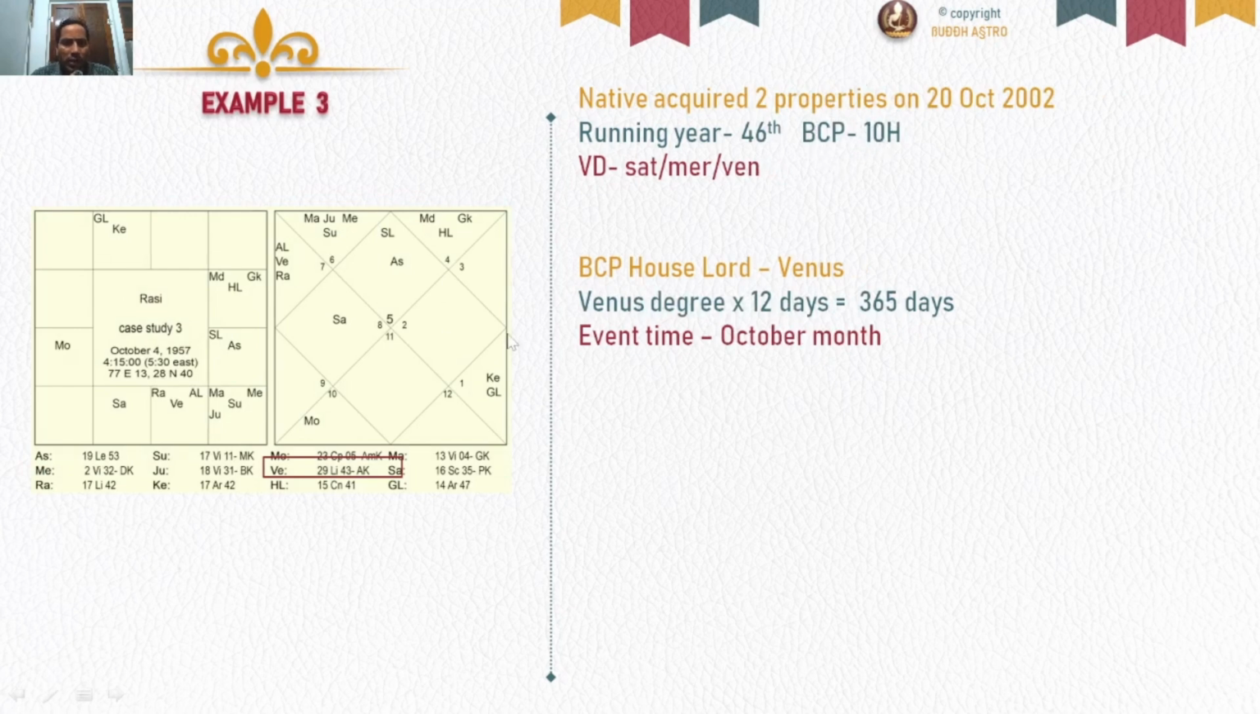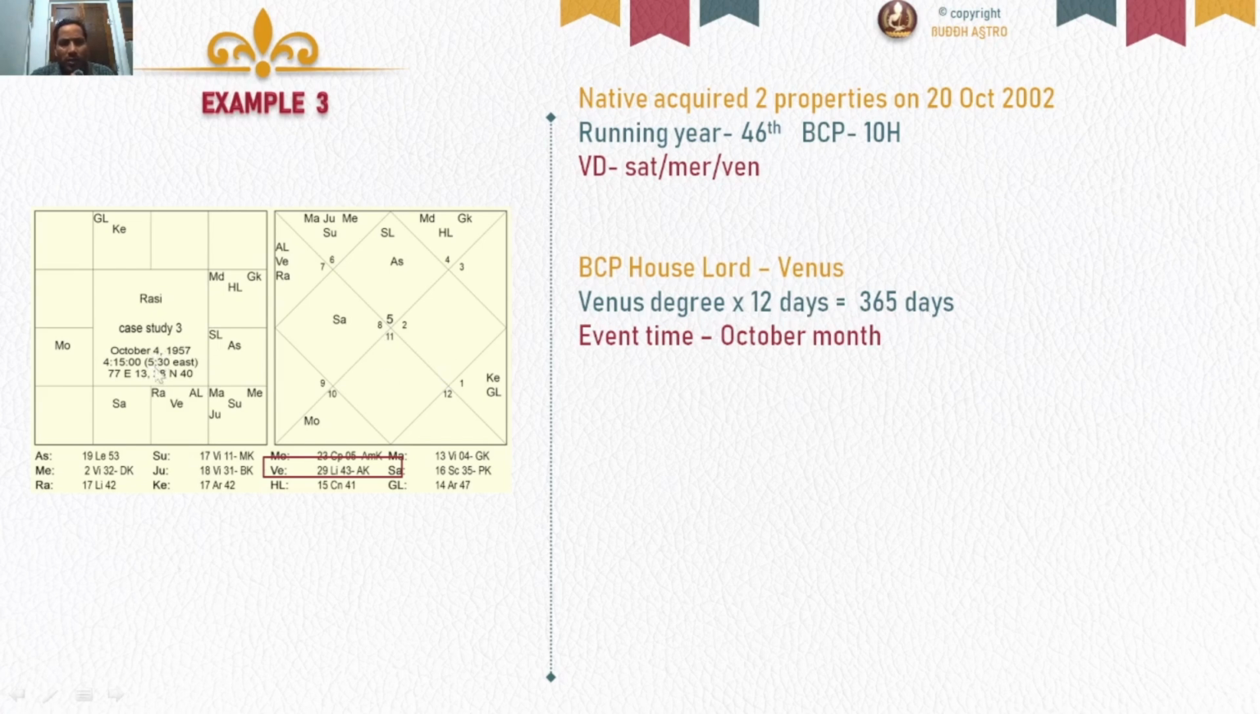BCP house was the 10th house. 10th house is ruled by the Venus, so we will see the degree of Venus. We will see the degree of Rahu also. You can take degree of Saturn also, because Saturn is aspecting this house, right? First take Venus, because Venus is the house lord. Now Venus degree is 29 Libra 43, so almost 30 degree. So Venus degree multiply by 12 days, you will get almost 365 days.